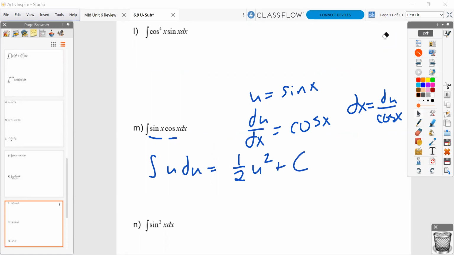And of course, we just got to plug u back in. So 1/2 sine squared x plus c. So that's always a fun time.